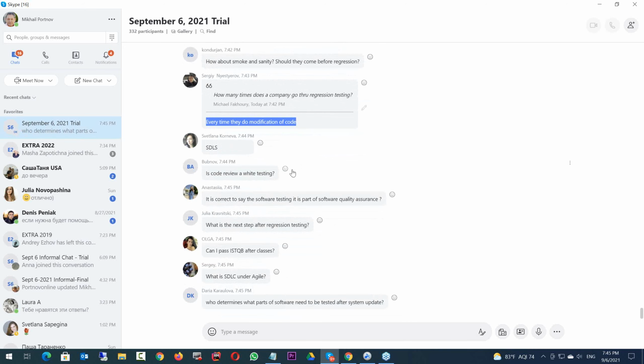Is code review a wide testing? Normally, code review is something developers do. It's not about testing at all. It's about style. It's about certain things which are important in development, but it has nothing to do with testing. Is it correct to say that software testing is a part of software quality assurance? I mentioned that. I said some people say it is correct and some people disagree. There is a discussion. What is the next step after regression testing?